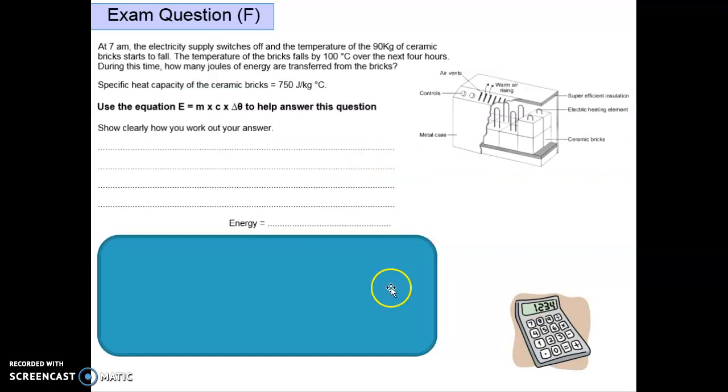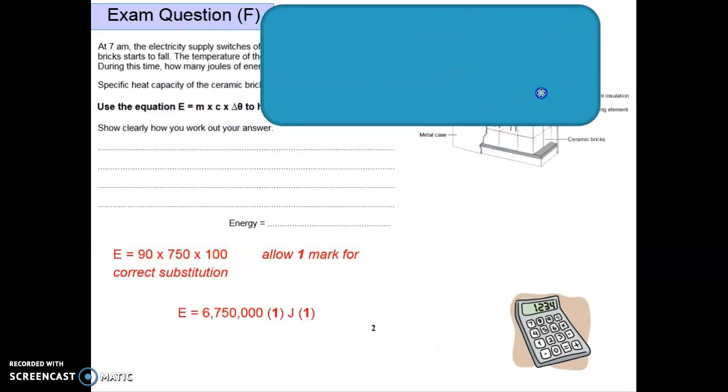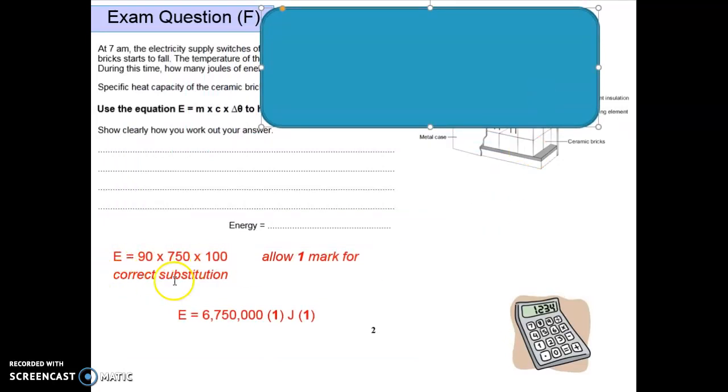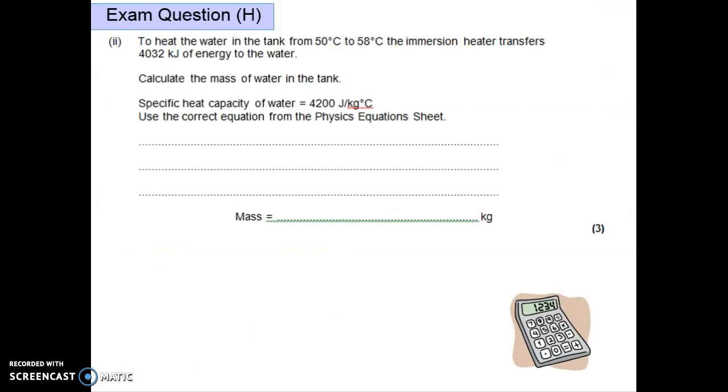All right then, so here's a foundation question. Give you time to read it, have a go at it, pause the video, and then we'll look at the answers. Okay, substituting in the correct numbers. There you are, correct substitution, 1 mark, answer, 1 mark, units, 1 mark. 3 marks. Did you score all 3? Go back and green pen if you didn't.